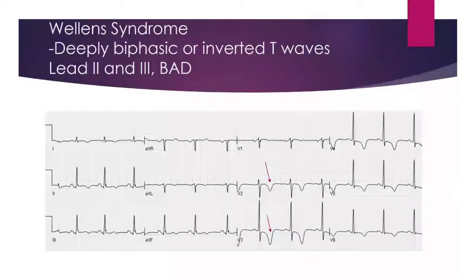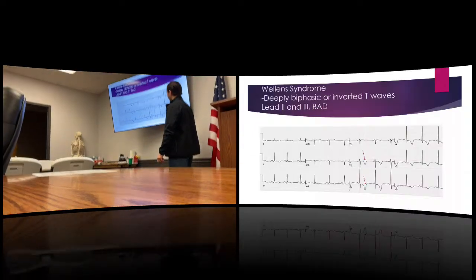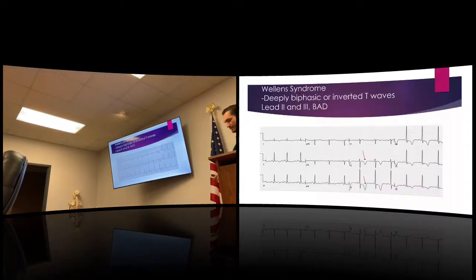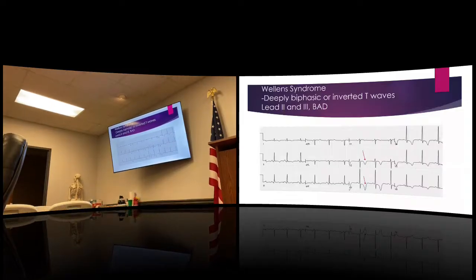And Wellens syndrome. Biphasic T waves. So we have both an upslope and a downslope of the T waves in leads 2 and 3. So this is another one where it's bad. Inversion of the T waves, again, on their own, not bad. But when we have this biphasic, coming upward and then back down, hard to see, but if it's in V2 and V3, that has a logic.